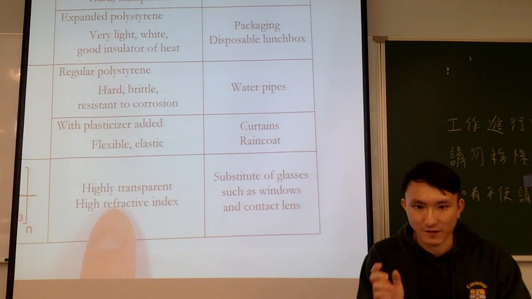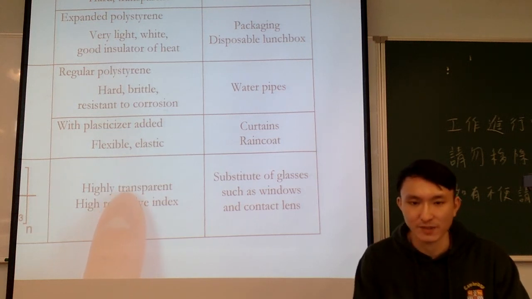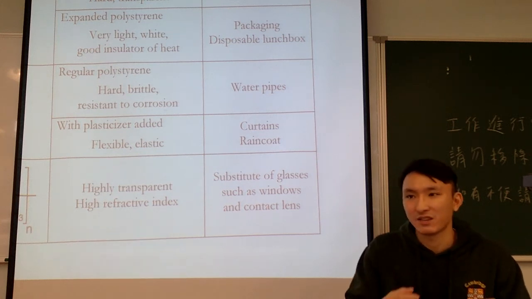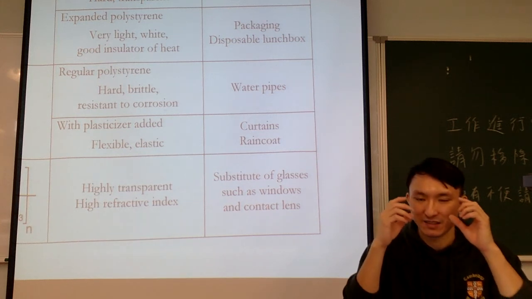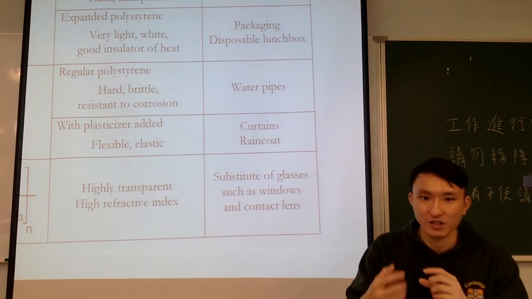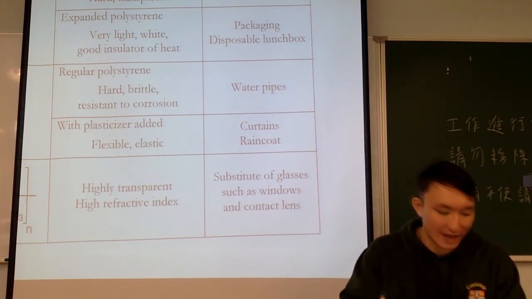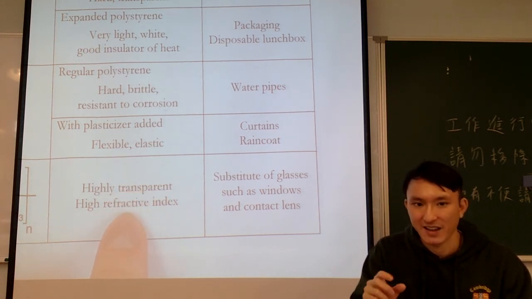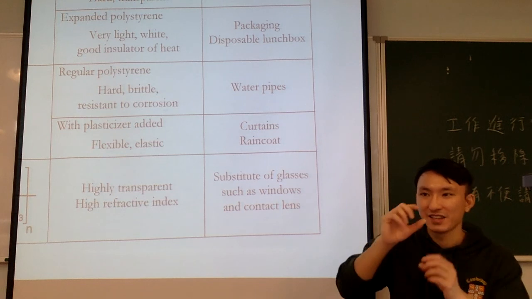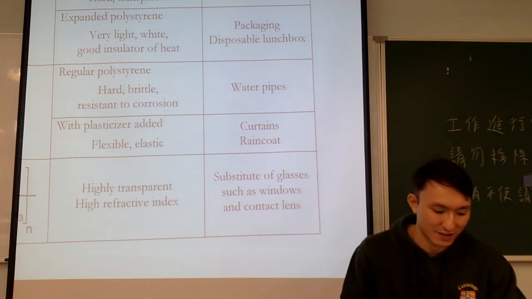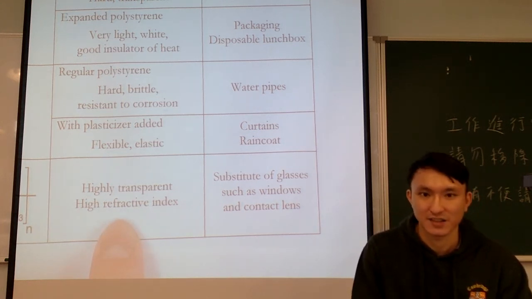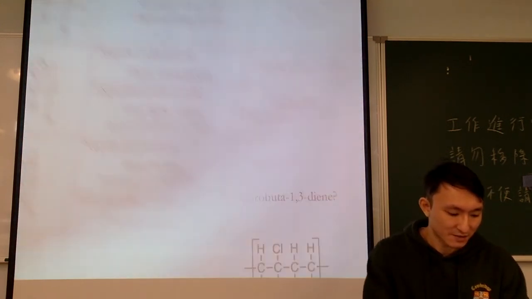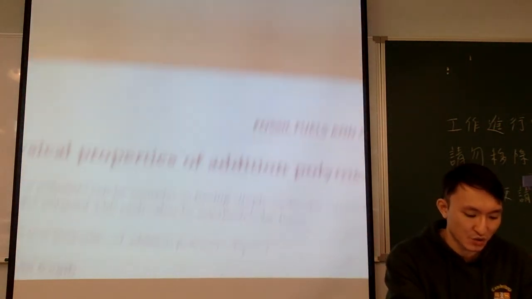Now, the advantages of Perspex are that it is highly transparent, just like glass, and also has a high refractive index. So, for spectacle glasses that correct short-sightedness or long-sightedness, you need to choose a material that is highly transparent and has a high refractive index. Otherwise, your glass will be extra thick. So that's the idea. Please spend some time to memorize these. And the last page is not something new.